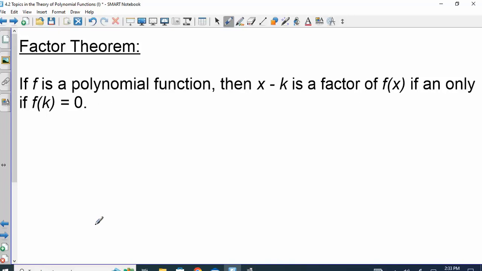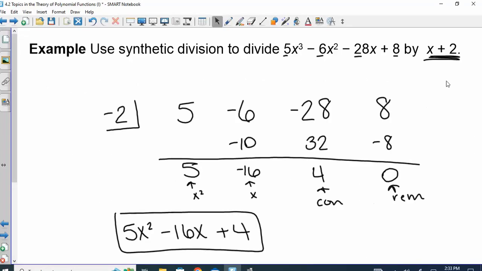We are going to be focusing on finding factors. Basically, a factor is something that divides. If something's a factor, that means it divides evenly. So on this last one, it's a factor because when I divided it, my remainder was 0. It went in evenly.